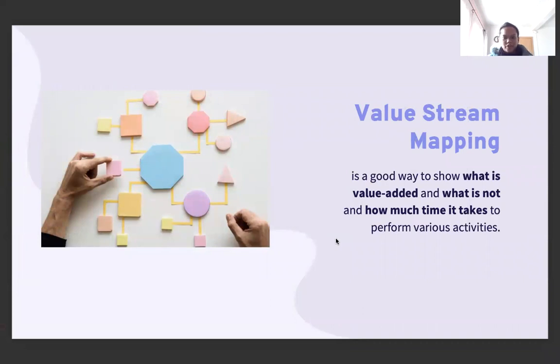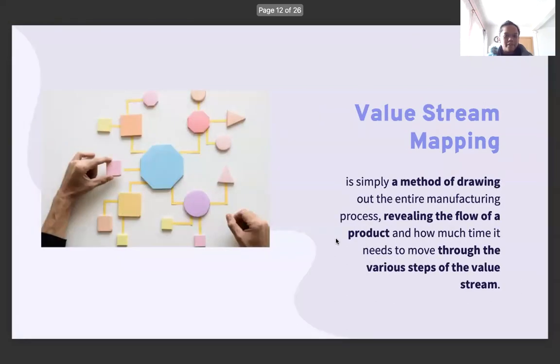About value stream mapping, it is a good way to show what is value added and what is not, and how much time it takes to perform various activities. It is also simply a method of drawing out the entire manufacturing process. So we reveal the flow of a product and how much time it needs to move through the various steps of the value stream.